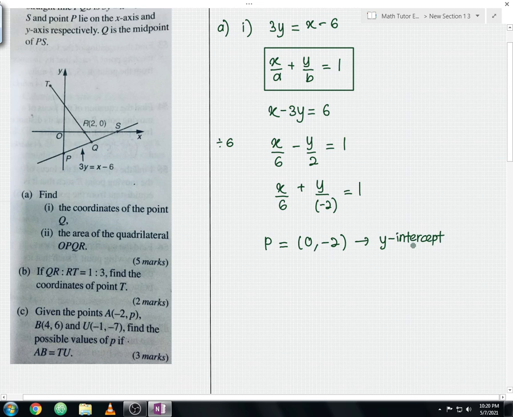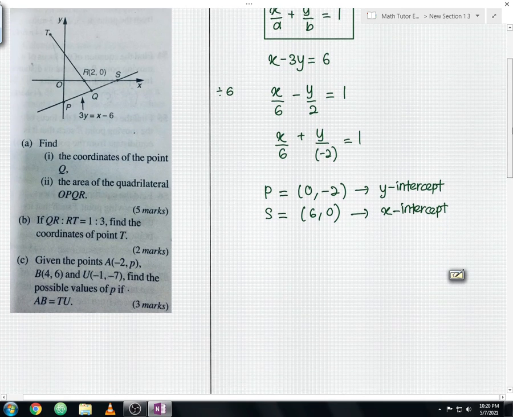Okay, and then for the second one, which is the coordinate S, it will be (6, 0). So this is the x-intercept. So this is our first step. Once we are able to find the coordinate P and coordinate S, now we can use these two coordinates to find the coordinate Q. So from here, let us proceed to the following step.